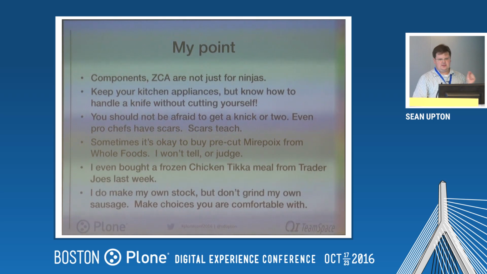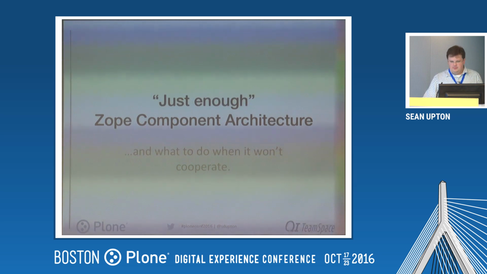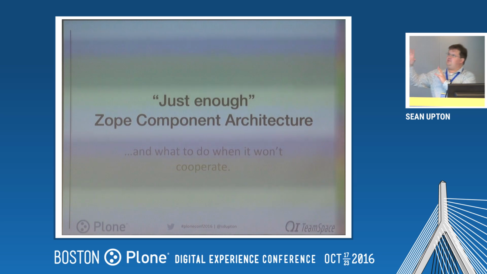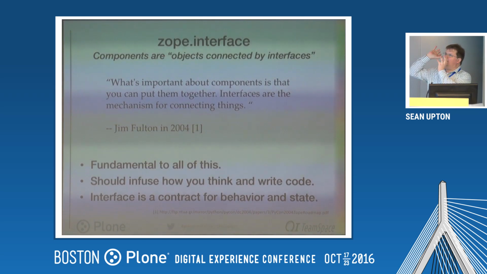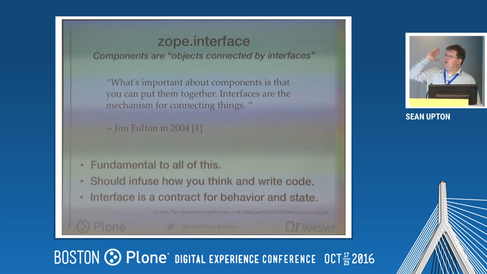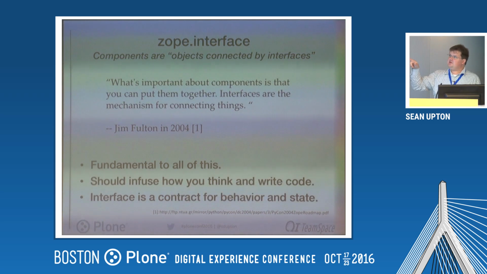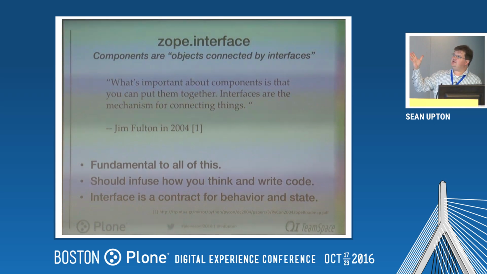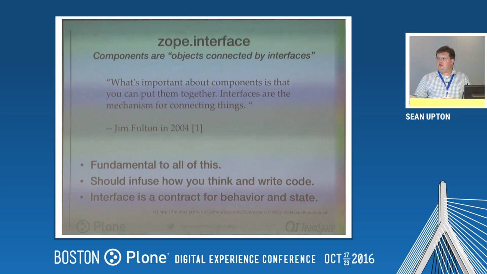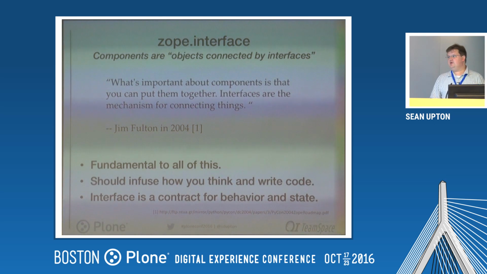So just enough is, what do we do with the component architecture? The basic principle is, I think, the idea that objects have interfaces. That's what a component is, but they're also connected by interfaces, and that's Jim Fulton's language. This is from a presentation that he gave in 2004, and this quotation I think is quite apt. You put them together, and the interface is basically the contract. It's fundamental to everything we're doing in Plone, and should infuse how you think and write about code.